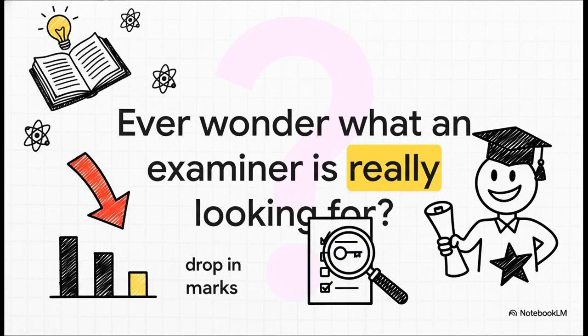I mean, have you ever been there? You've revised for weeks, you know the science inside and out, but your results come back and you've dropped a mark here, a mark there. So often, it just comes down to not giving the examiner the exact answer they've got on their sheet. So what on earth are they actually looking for?